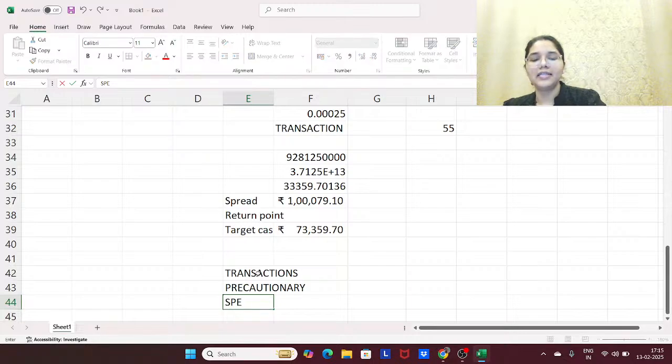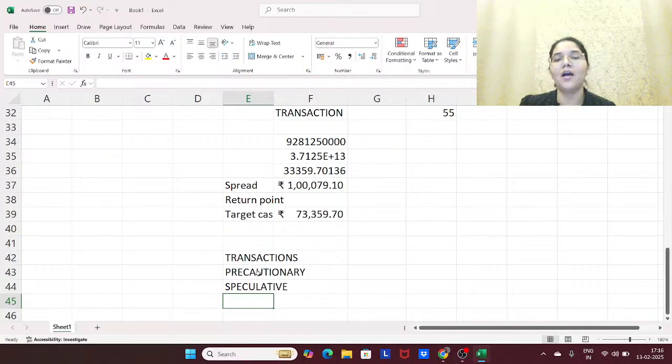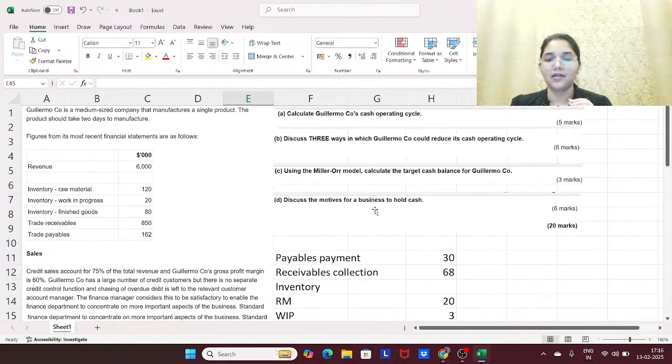And the last but not the least is the speculative motive of holding cash. What do you mean by speculative? It comes from the word speculation. Speculation means when you are holding something because you're thinking its value might go up. So here you're holding cash because you might be getting an opportunity wherein if you do the investment right now, you will be able to get good returns. So some cash businesses keep for the speculative purpose. That means if any good opportunity for investment comes up, they will use that cash to go ahead with that particular investment. So these are the 3 motives that a business holds cash.